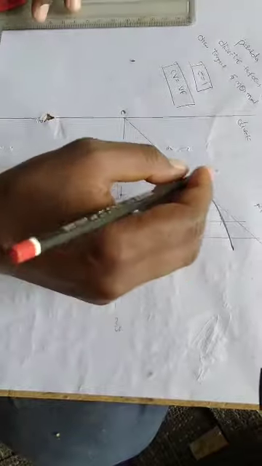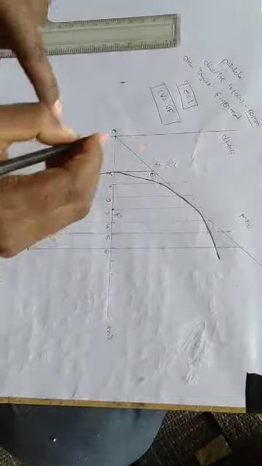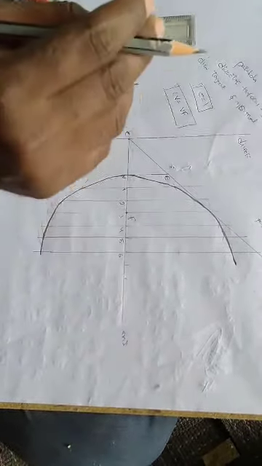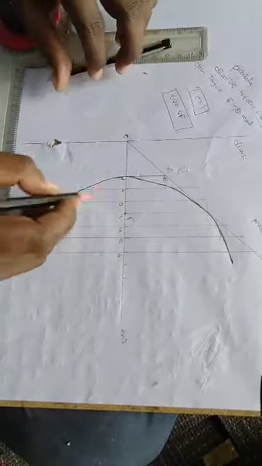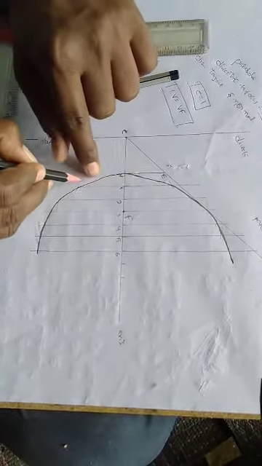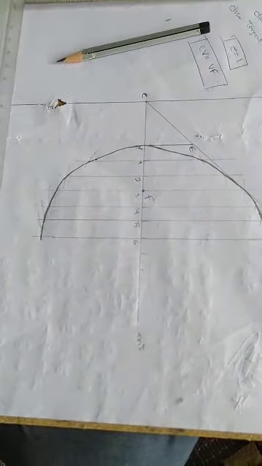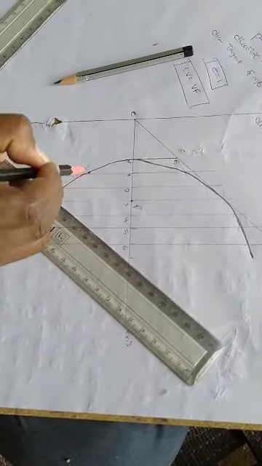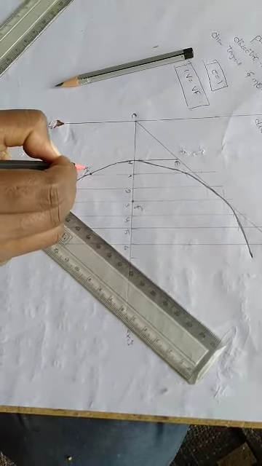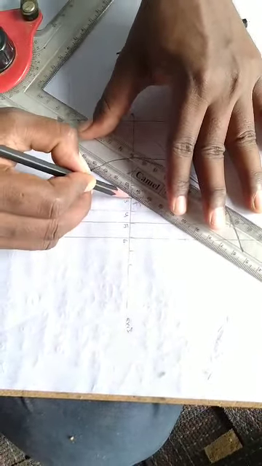Next, we have to draw the tangent and normal. Select a point on the curve of the parabola, unless the examiner mentions a distance, in which case measure that distance. Select a point with the help of a scale, and name it M, or P, whatever it is. Join this point and the focus.